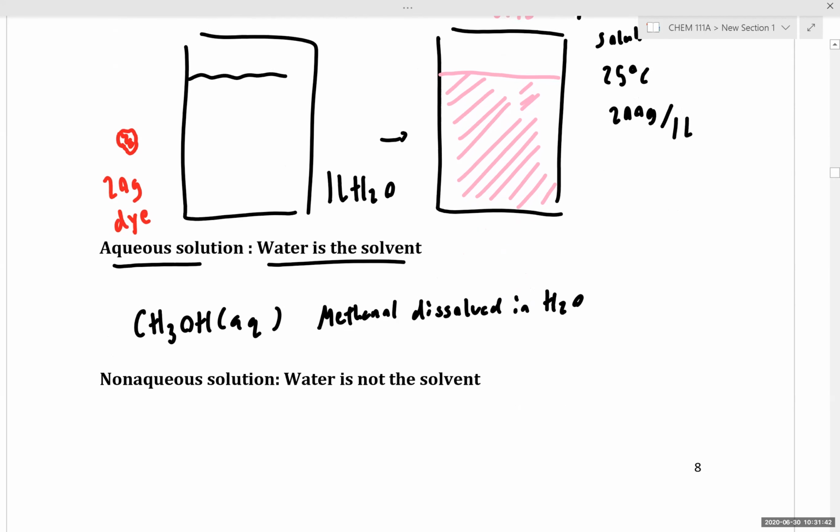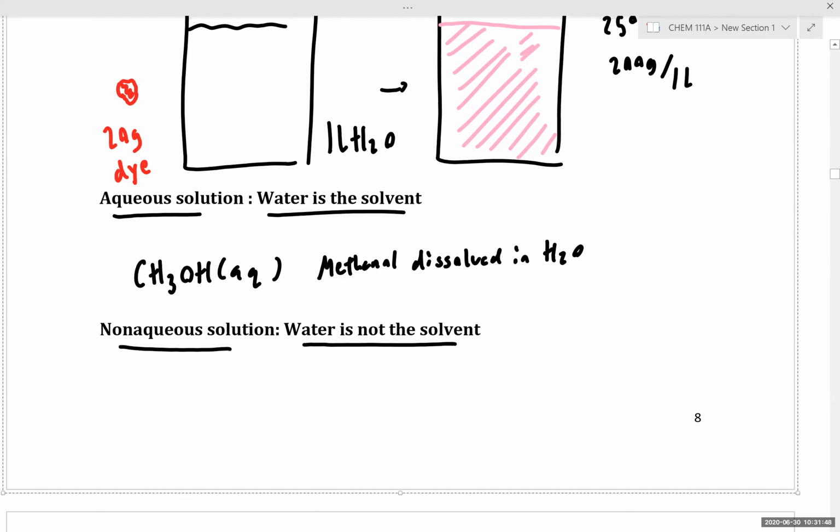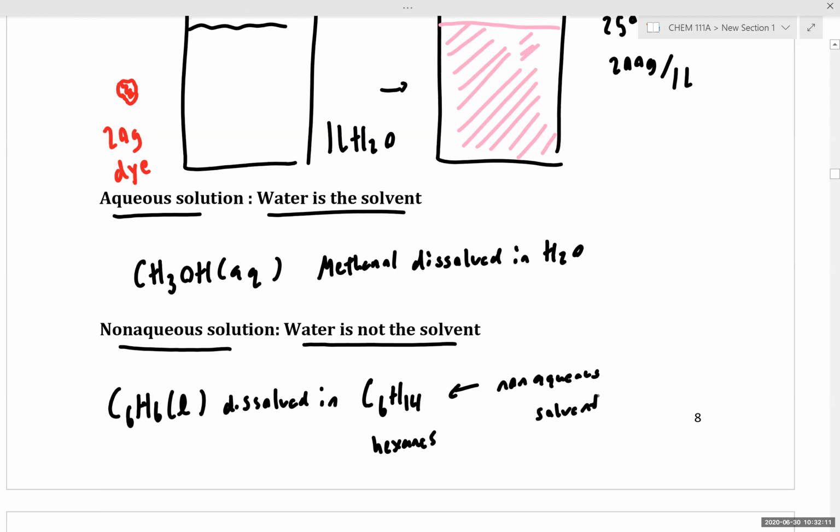Okay, now a non-aqueous solution, water is not the solvent. So an example of this would be C6H6, liquid, dissolved in hexane, C6H14. So this is a non-aqueous solvent, and overall, this is a non-aqueous solution.